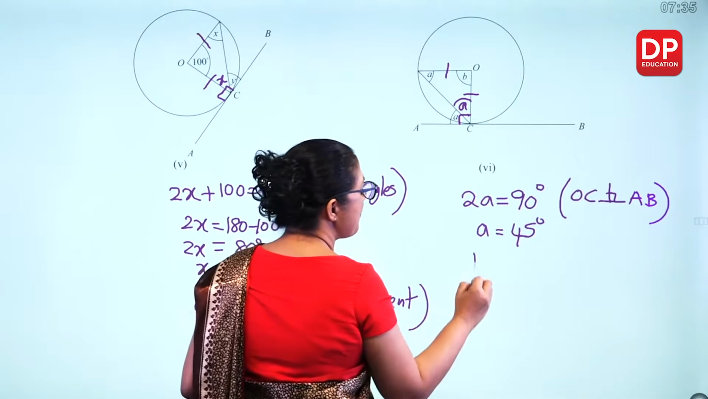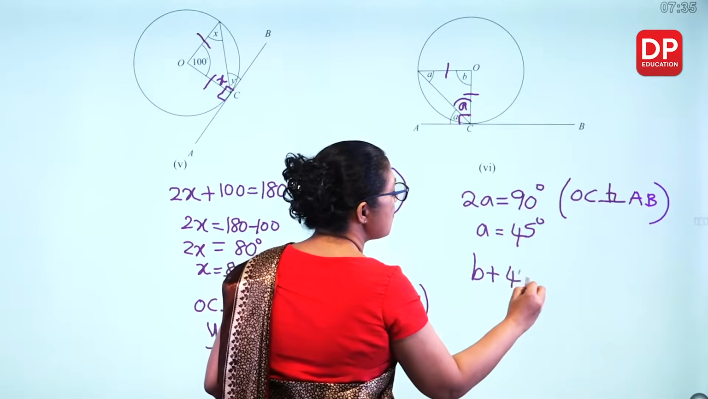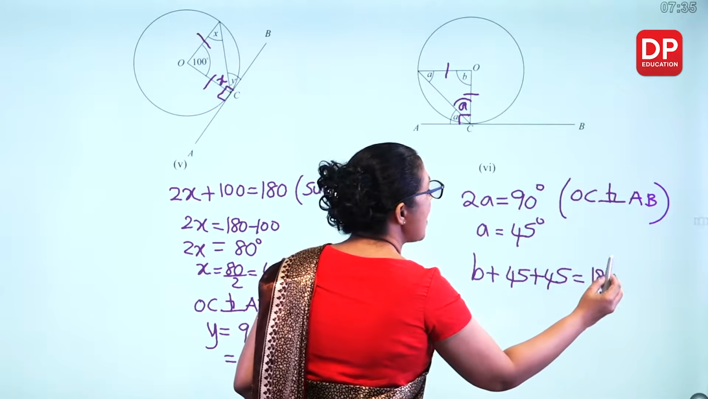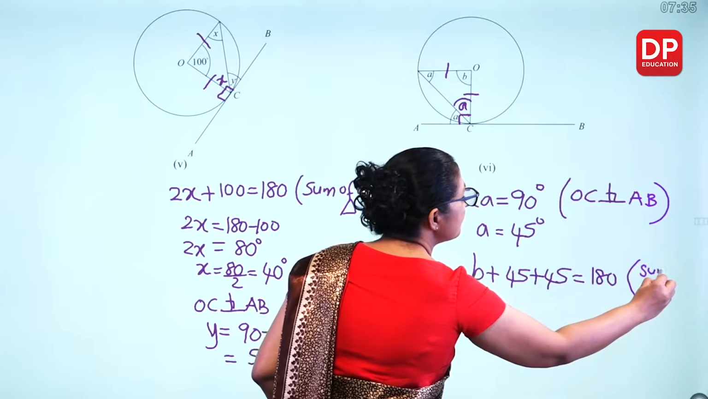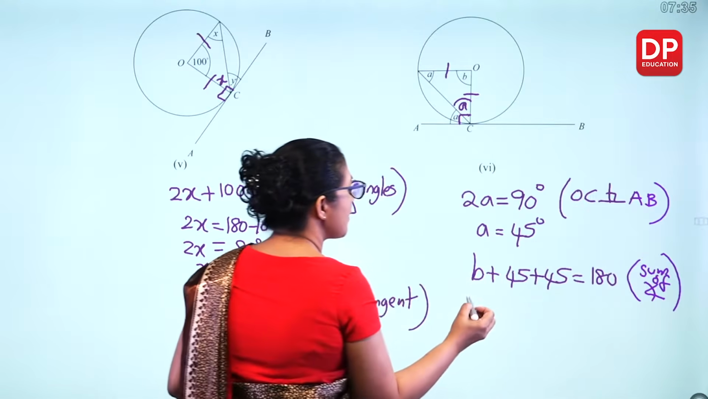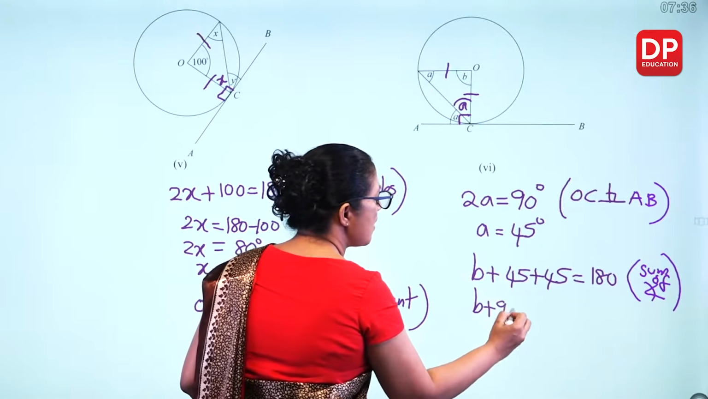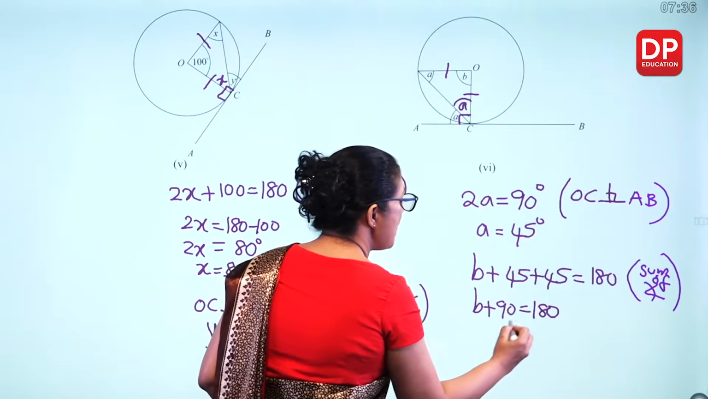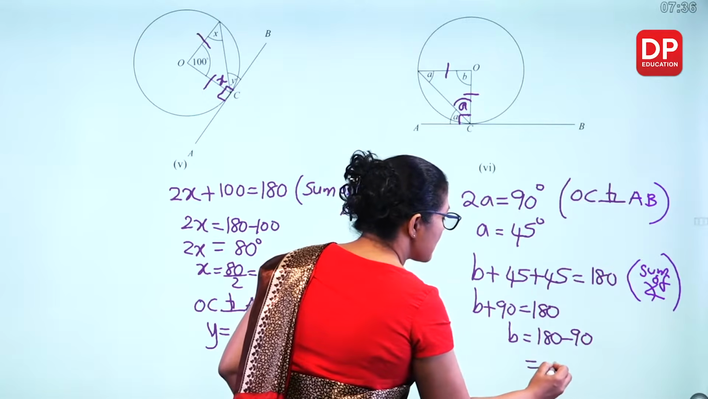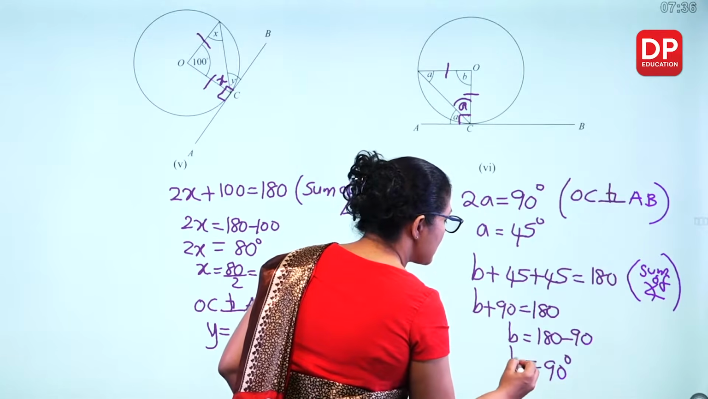So what's B? B plus 45 plus 45 equals 180, sum of angles in a triangle. Then B plus 90 equals 180. B equals 180 minus 90. That's 90 degrees.